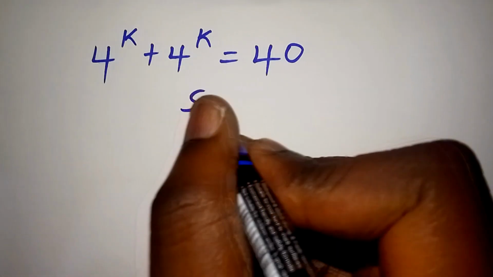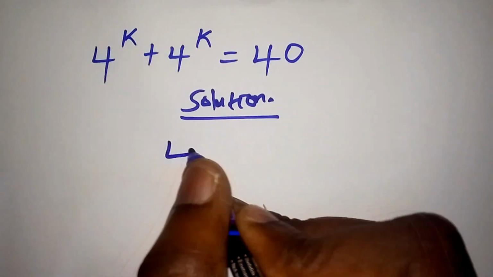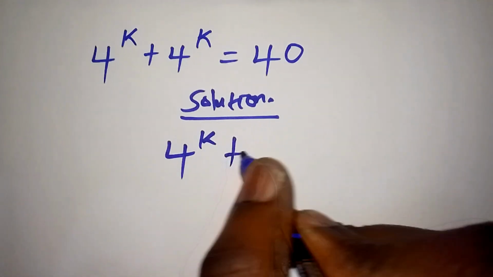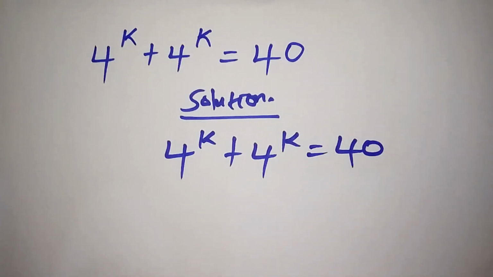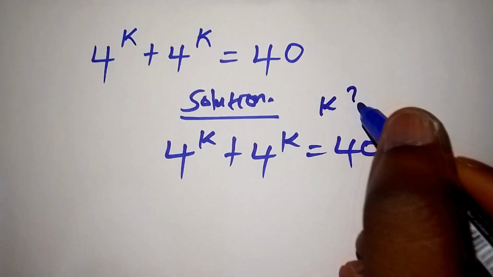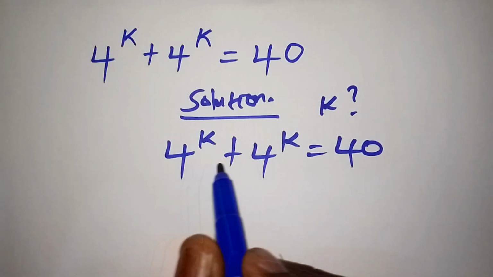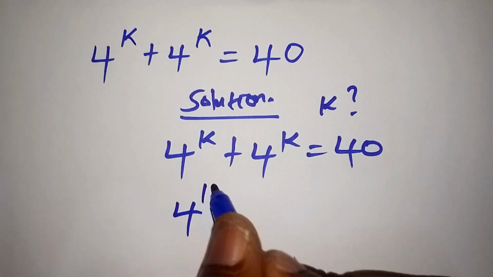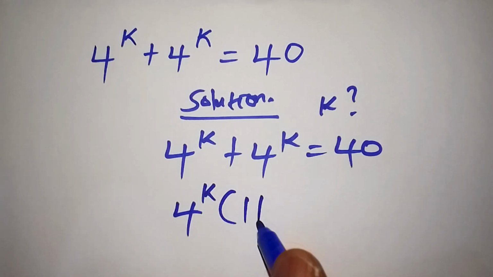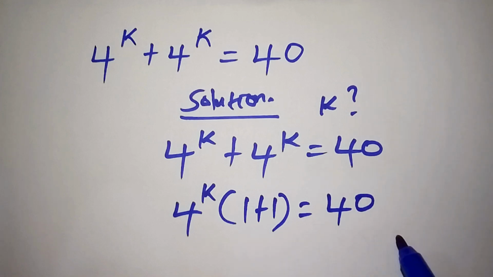So let's now start with our solution. We have 4 to the power of k plus 4 to the power of k equals 40. We are asked to find the value of k. So how do we solve for k? First, we need to factorize 4 to the power of k plus 4 to the power of k. This can also be written as 4 to the power of k into (1 plus 1) equals 40. So we have factorized this.